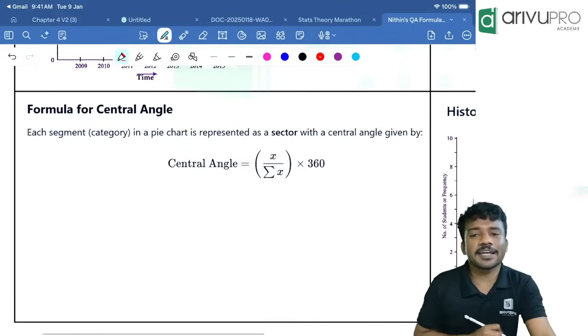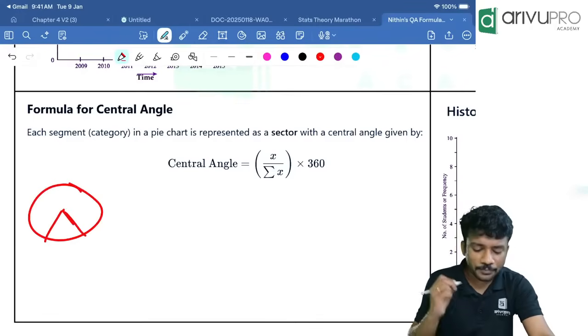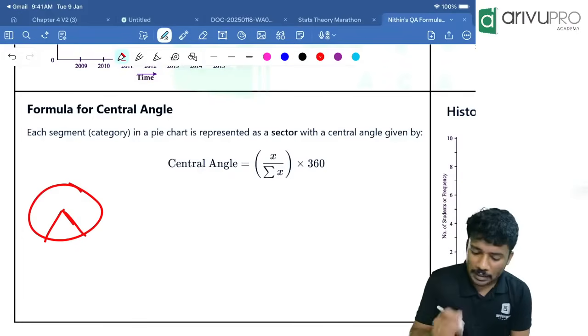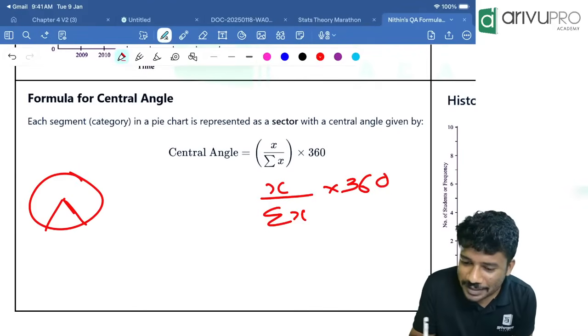Now coming to central angle, people, in pie charts, pie graph, we require this. What is the central angle formula? X divided by sigma x into 360.